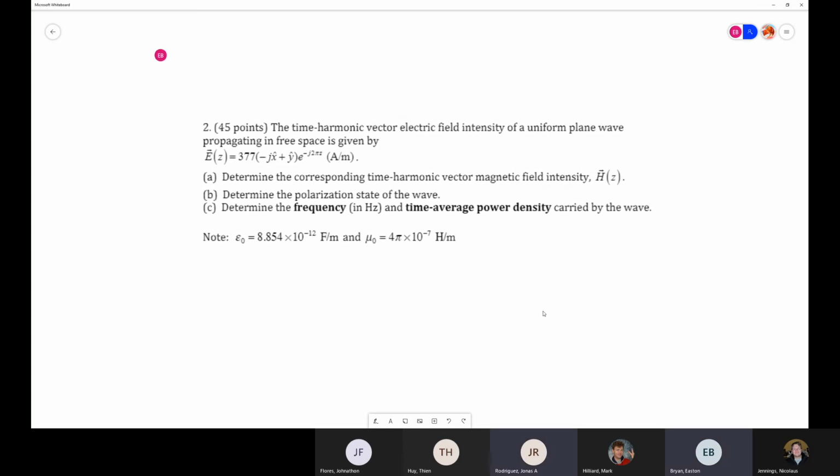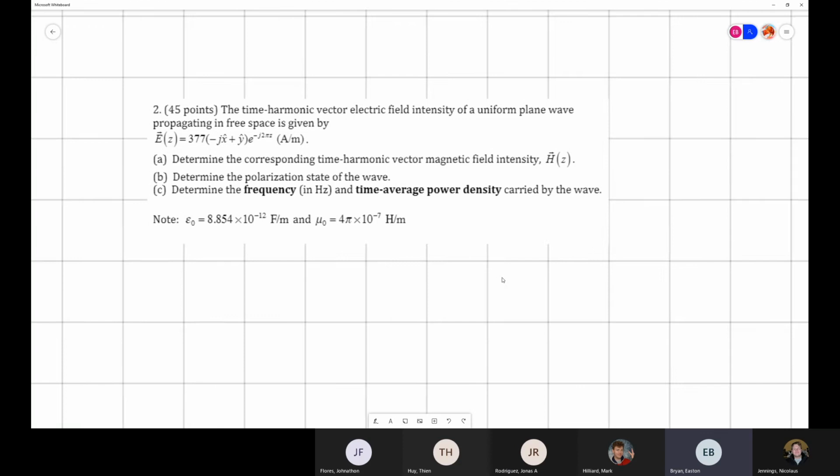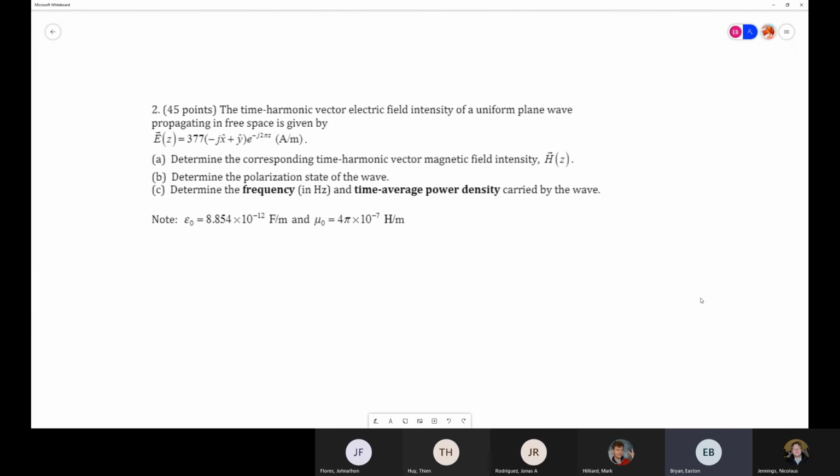Okay, so starting off with this one, you're given the actual electric field intensity, and it's asking for the magnetic field intensity. So I'm going to use Faraday's law, which is the same thing that Nick just used, but he was using the integral form.